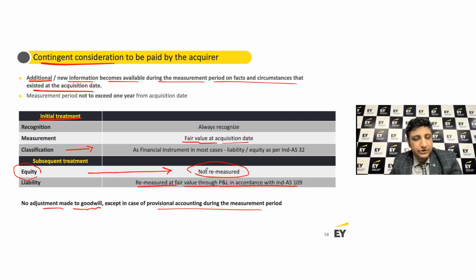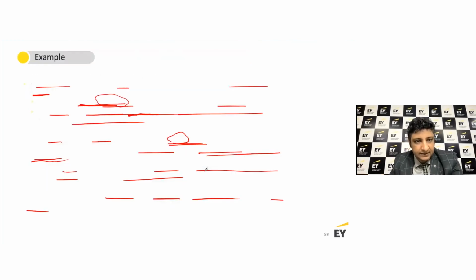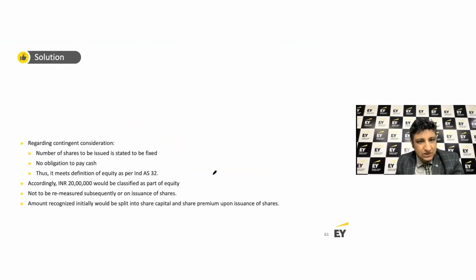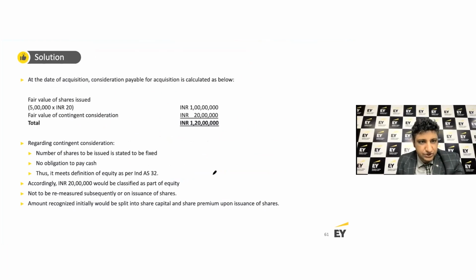Equities are not remeasured in the accounting. So which means that even though those contingencies are met and the fair value of shares has increased from 20 to 25 rupees per share, it does not change the value of the share consideration at all. The contingent consideration is still being accounted for at 20 lakh rupees as it was originally or initially measured there. All right, that is something which is a critical point for you to remember.